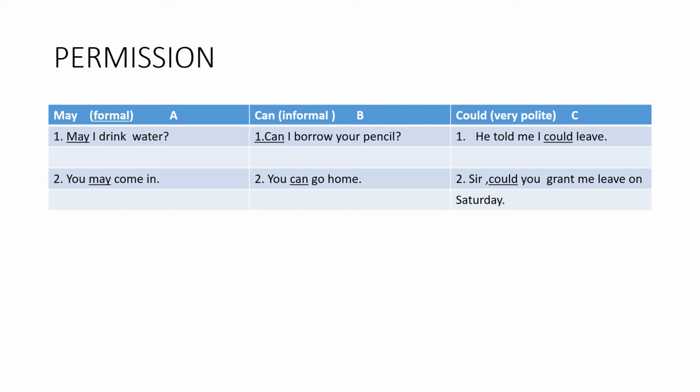In column B, can I borrow your pen? You can go home. Can suggests informal permission. Whereas in column C, he told me I could leave. Sir, could you permit me to leave on Saturday? Could suggests permission in the past and is more polite than may.